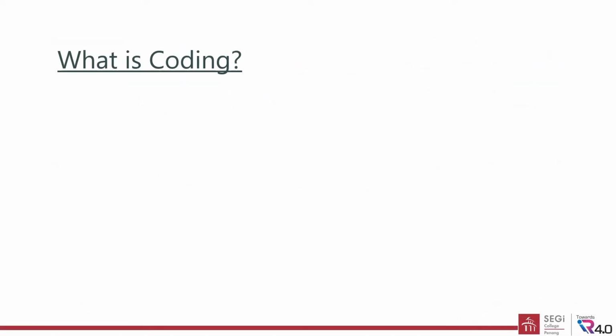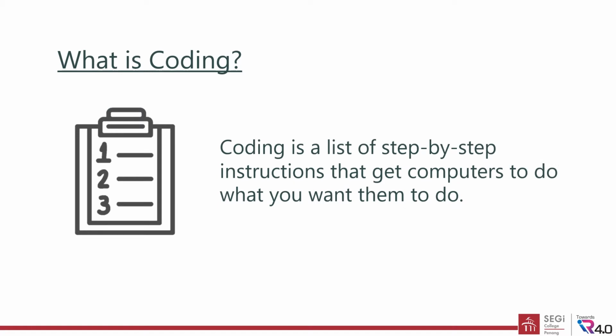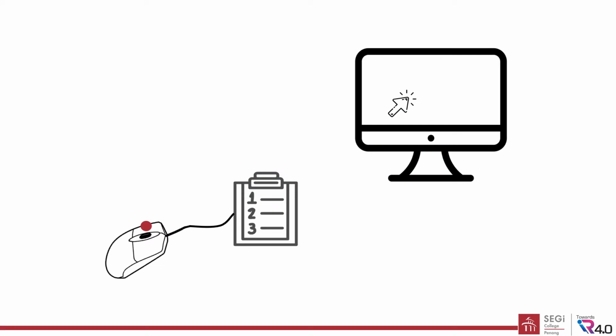What is coding? Coding is a list of step-by-step instructions that get computers to do what you want them to do. Coding makes the computer know exactly how to react to things like clicking a mouse. Whatever happens ultimately is happening because of lines of code written by a human programmer.